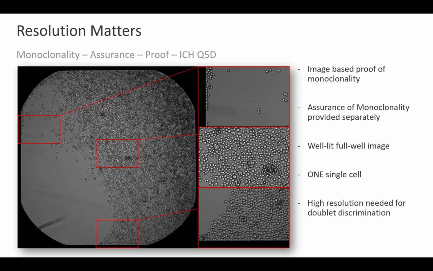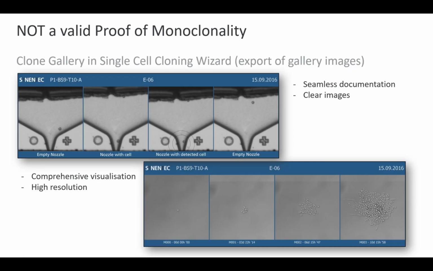The assurance of monoclonality, on the other hand, which has been thrown around in the literature quite often, is something different, and we'll be talking about this later. What is not a valid proof of monoclonality is, for example, a single cell image that is not a full well image, as we can see here in our clone gallery, which is exported into these nice overview film strips. They provide seamless documentation and clear images in a comprehensive visualization, but they are not a full well image, so not really relevant for proving monoclonality. It's good to have, but it's not required.